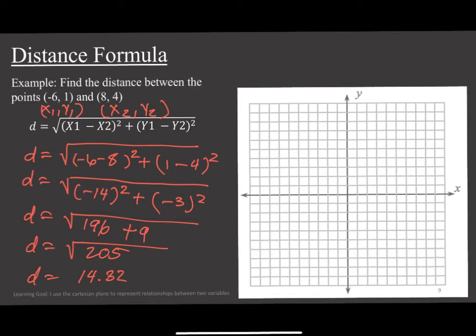So if we look at that on the graph, negative 6, 1 would be here. 8, 4 would be about here. And the distance, this segment in red, would measure about 14.32 units.